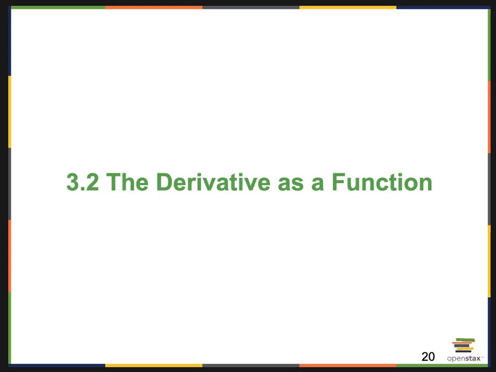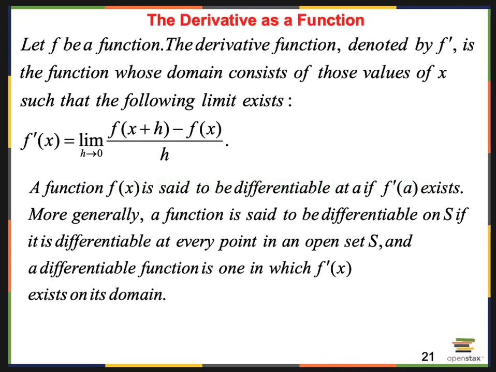In this section, we're going to talk about the derivative as a function. So here is a definition of the derivative. We're going to have a function f. The derivative of that function is denoted by f prime. That's f prime, the function whose domain consists of those values of x such that the following limit exists.